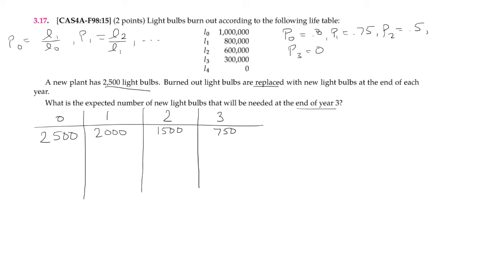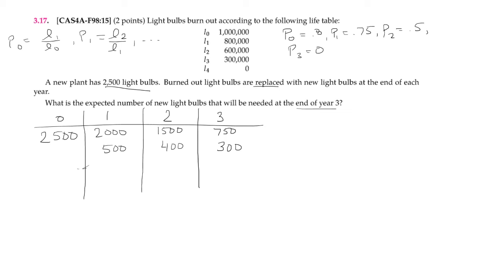But we're not done. We want to take into account the light bulbs being replaced. So at time 1, there's 2,000 light bulbs. That means 500 of them burnt out. So we have to replace 500. Now this 500 is new, so it's going to take the probability as if at time 0. The probability it survives is 80%, which is 400. And then the probability to survive the next year is 0.75. So that would just be 300.